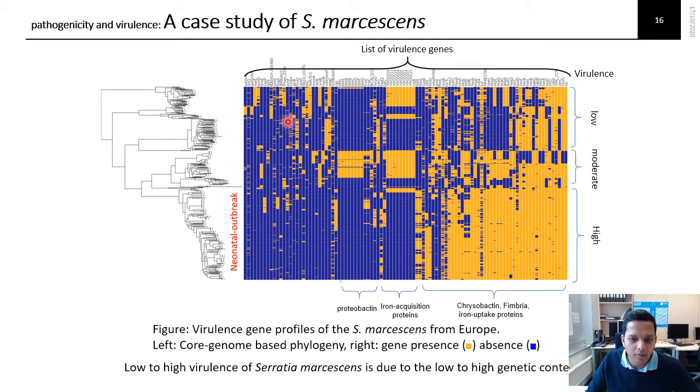On the right-hand side I am showing you a panel of virulence genes, and you can see the virulence genes either absent in blue or present in yellow. Now you can compare the neonatal outbreak isolates to non-neonatal outbreak isolates, and you can see a relatively larger number of virulence genes present in neonatal outbreak isolates. So that means these isolates are more virulent as compared to the non-neonatal outbreak isolates. This is how a whole genome sequence based study gives an idea about virulence properties of pathogens.